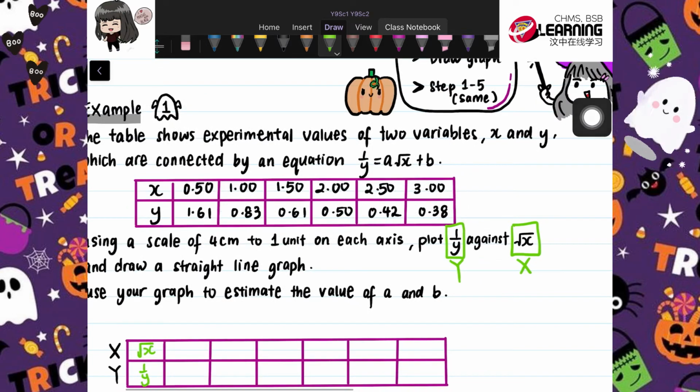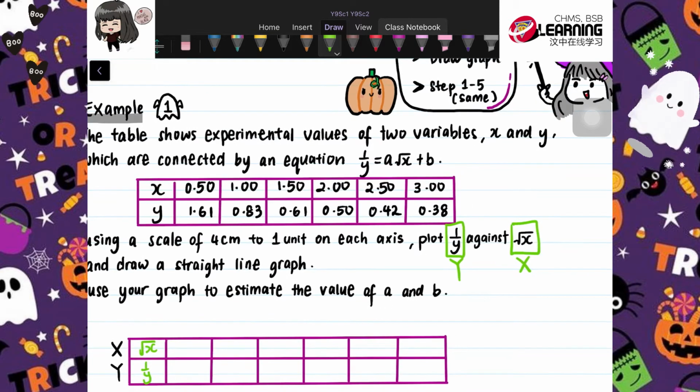So my next step is I want to fill in the new table. I'm going to use this big X, big Y here, square root of X and 1 over Y, according to the values of the table here. I'm going to press the calculator: square root of this, square root of this, square root of all the X, and I fill in here. Let's do this together. You double check with my answer here. Who knows, my answer here may be wrong. So let's press the calculator together.